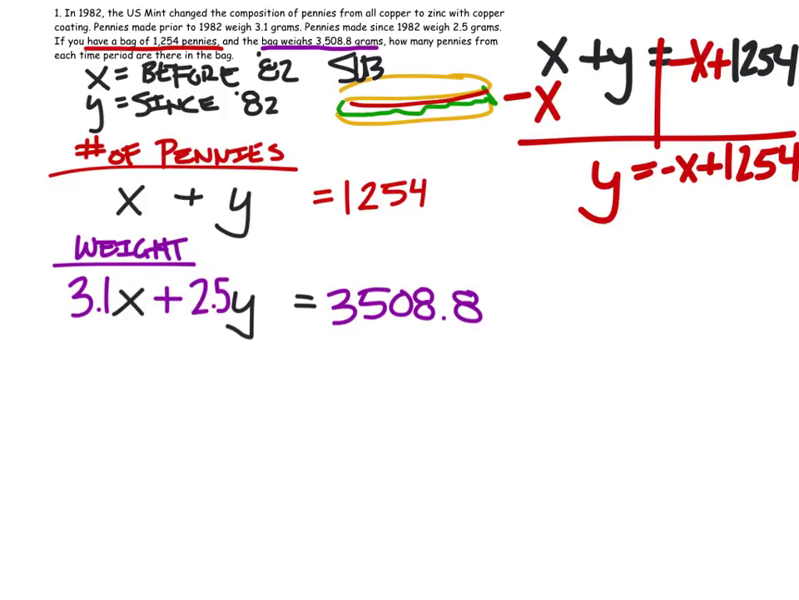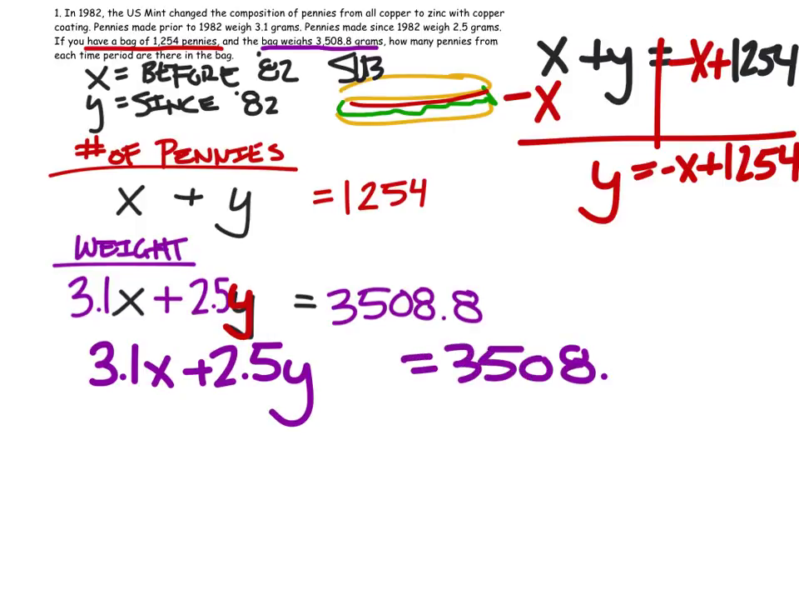Now that we have y equals some stuff up in here, particularly negative x plus 1254, what I'm going to do is go to the weight equation, which has a y, and I'm going to sub the value of y into that y. Now that may sound kind of confusing. That's good, because we haven't learned it yet, but that's why we're learning it. So, in this equation, I got 3.1x plus 2.5y equals 3508.8. Well, why did I write this the same? Because I'm going to replace the y with the y value that I have right here, and that is negative x plus 1254. Well, this gives me an equation now that has only one variable, one unknown, which I can now solve for using all the strategies for solving equations that we have.